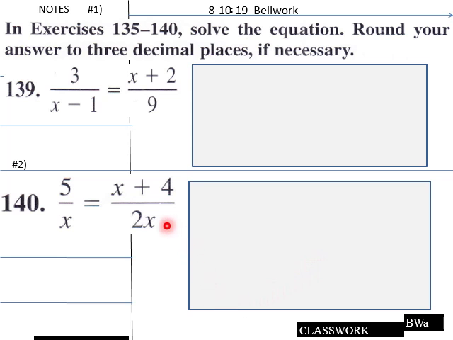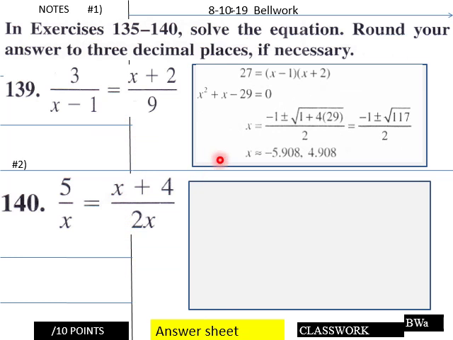Okay, welcome back for today's bell work, students. Hopefully you're finished. So for the first one here, 27 would equal x minus 1 times quantity x plus 2. And how do we get that? Well, we cross multiply here, and then we get a quadratic because we move this over here. So x minus 1, x plus 2 equals 27 becomes x squared plus x minus 29.